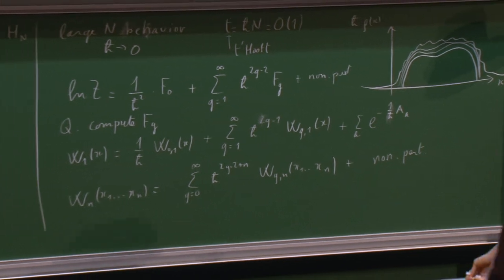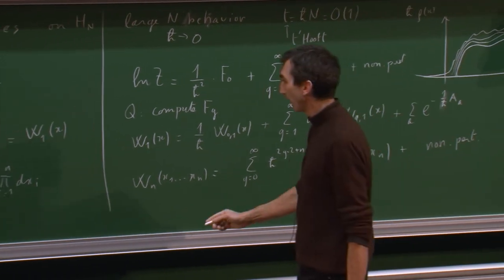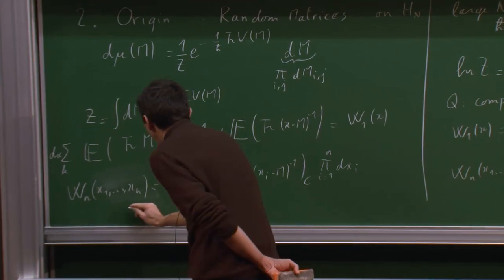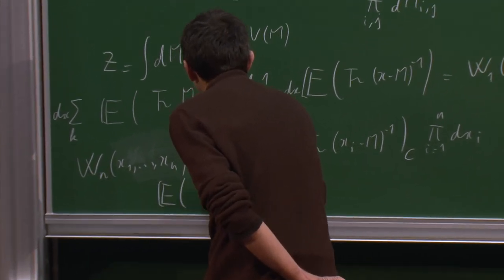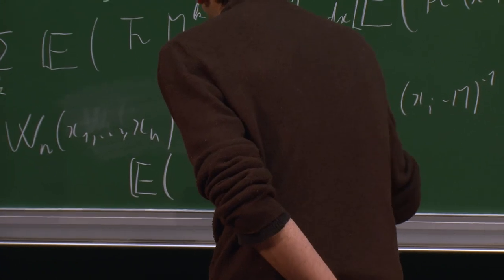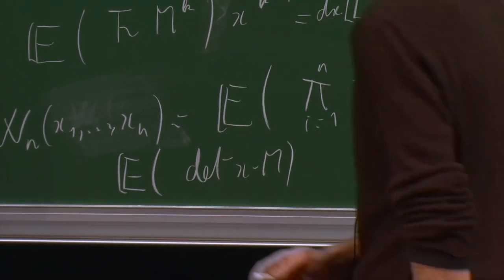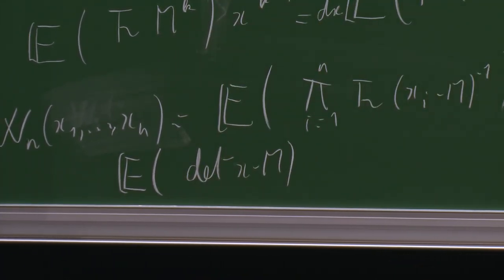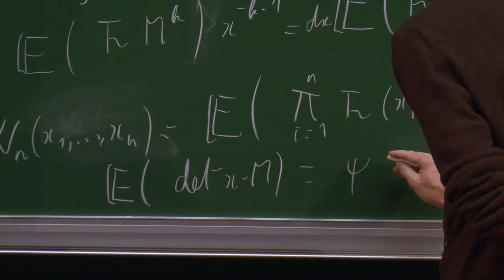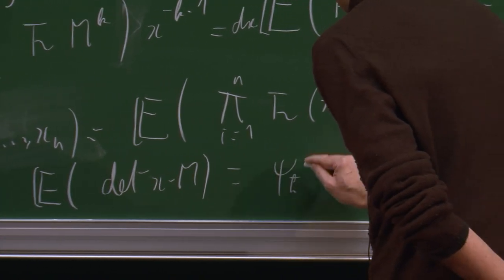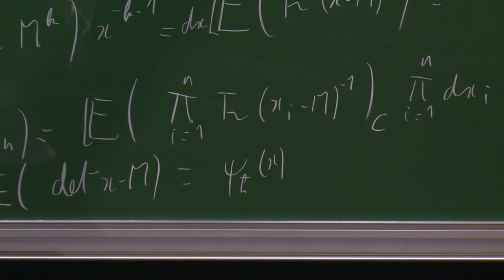And well, another expectation value you can be interested in is typically the expectation value of, let's say, the characteristic polynomial, and it will be what we shall call psi h bar of x. So it will be that psi.